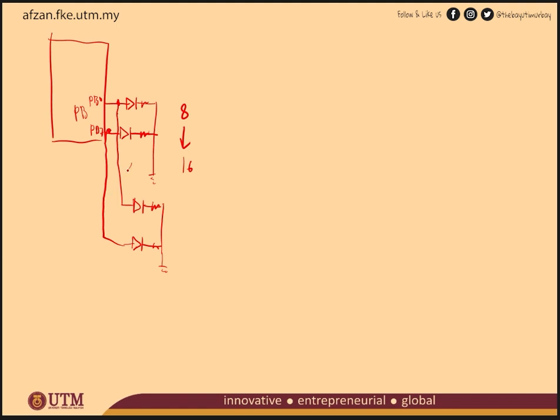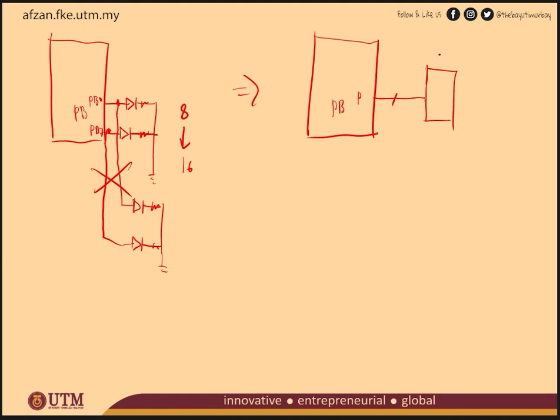You cannot connect directly to your port B. So how to do that? Instead, you're going to use a latch. This is port B, and this is your first latch. 8 bits go to your latch 0, and this latch 0 is connected to 8 LEDs. Then you need a second latch here, latch 1, also connected to your port B.